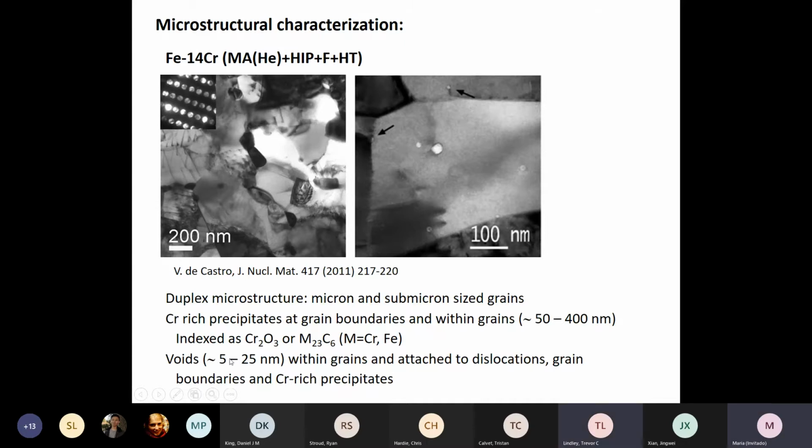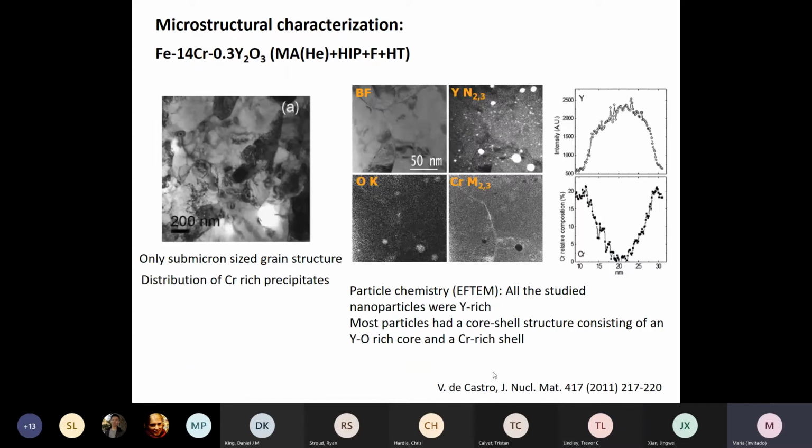Okay, in this case, they were kind of large, between 5 and 25 nanometers, within grains and attached to these locations, and so that could be, well, at some point detrimental to the mechanical properties.